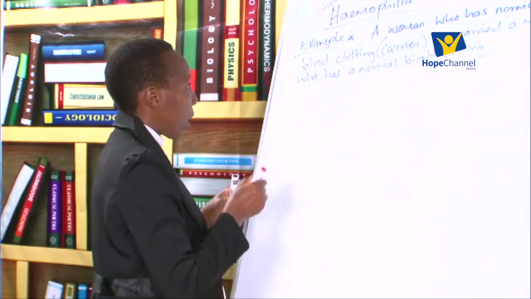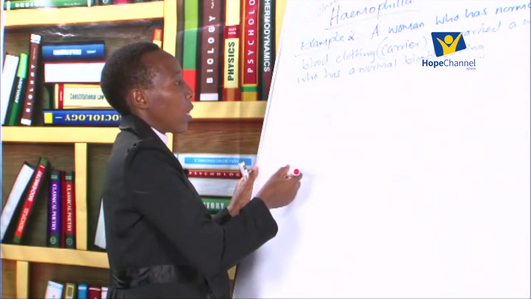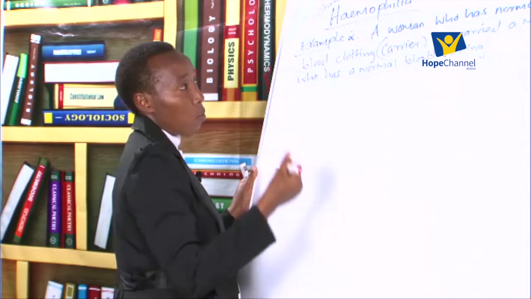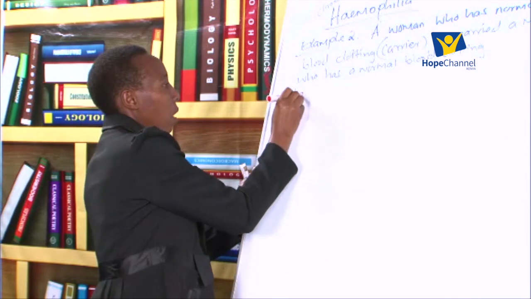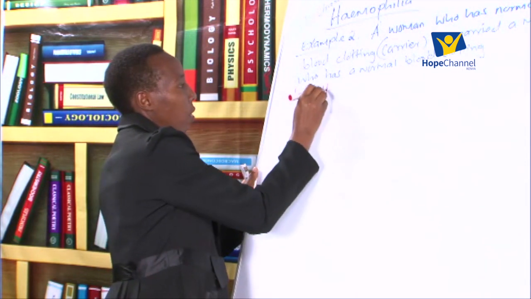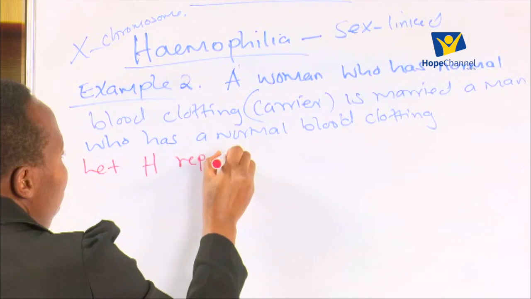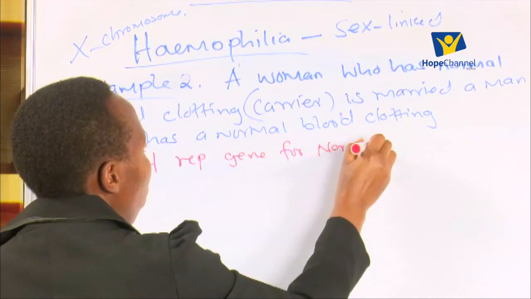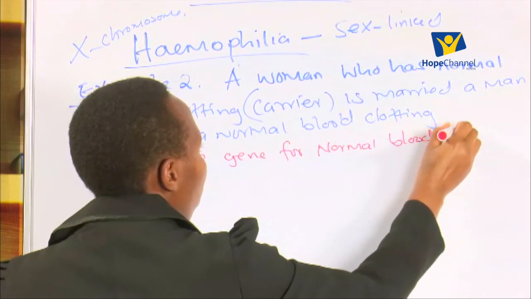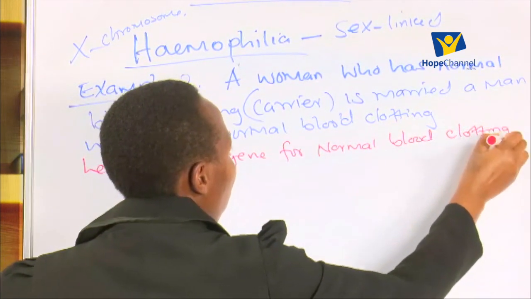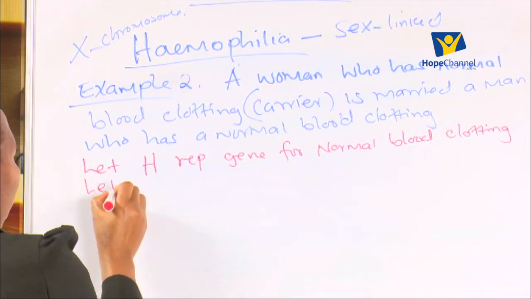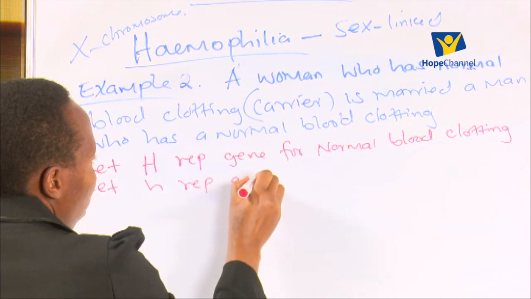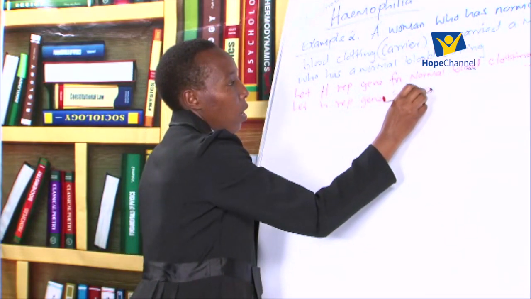But something will happen. Let's see. Before we do the genetic cross, we need to pick the letter that will represent the gene. So we say, let capital H represent the gene for normal blood clotting. Then we let small h represent the gene for hemophilia.